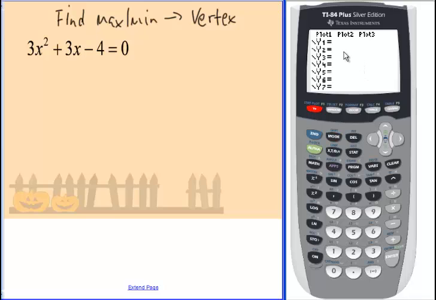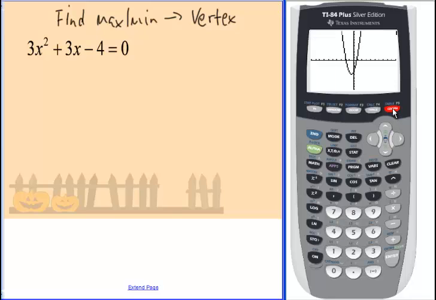And when you graph it, if there's anything in y1, go ahead and delete it. And if you've got it deleted and cleared out, you just type your function in and choose graph. And we're looking for the vertex on this.